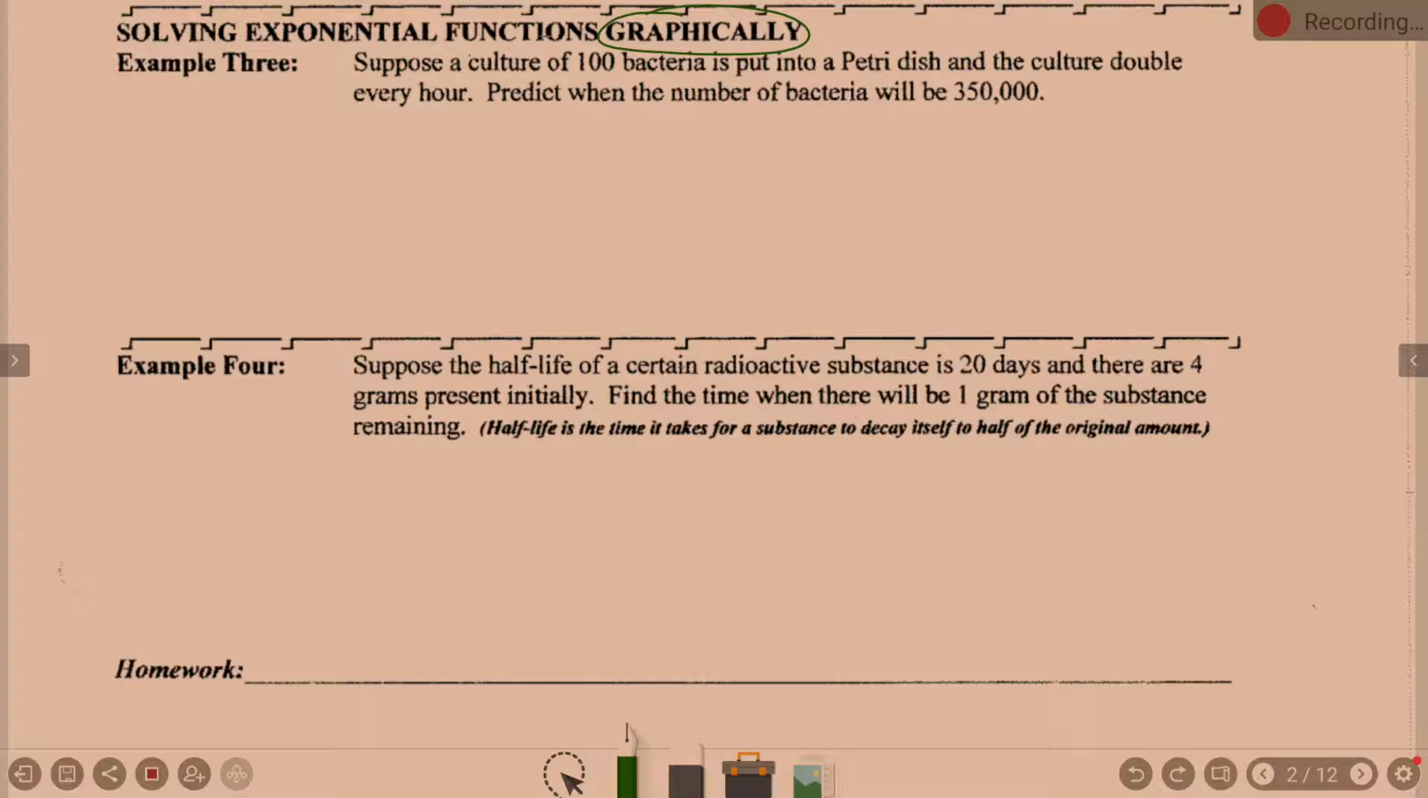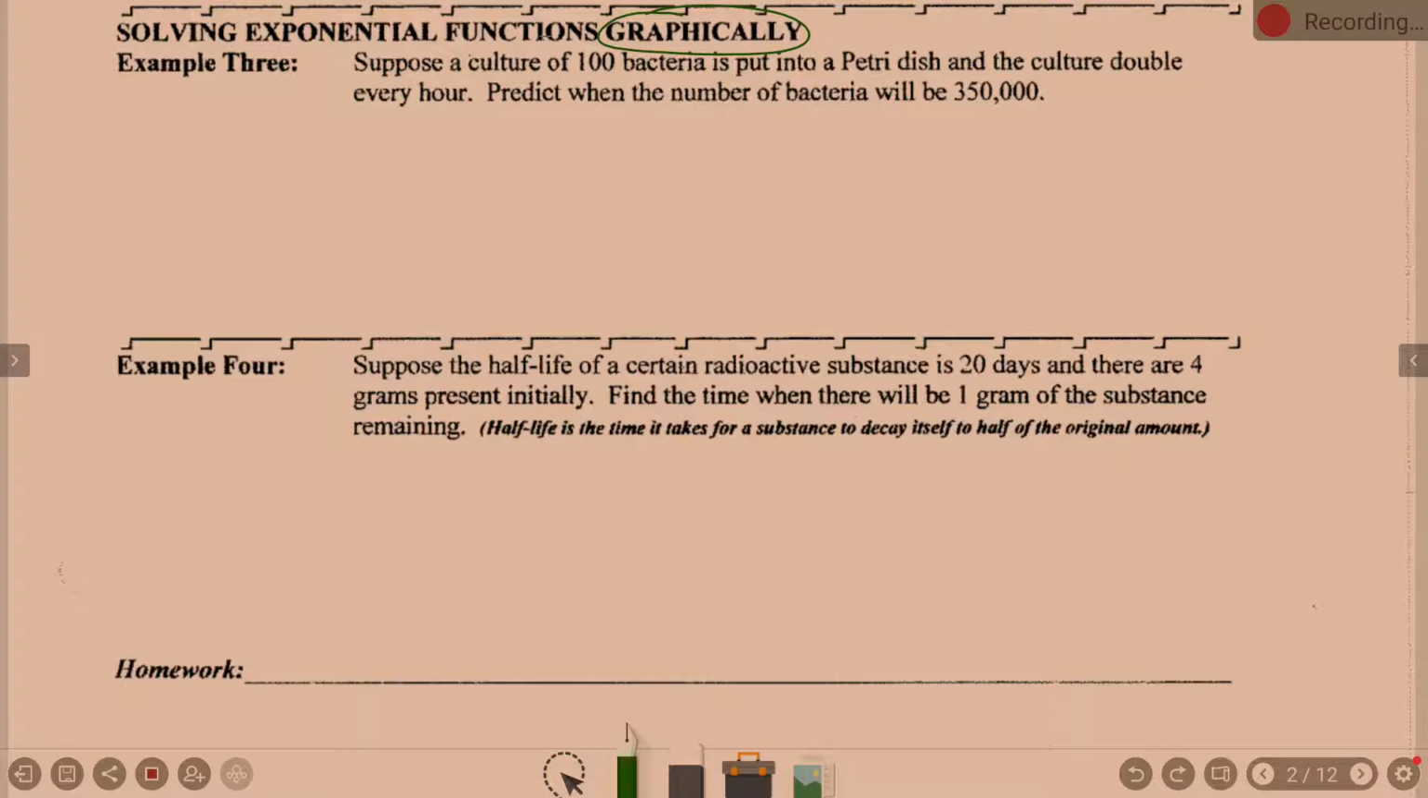I'll show you how it relates to what we already know. Suppose a culture of 100 bacteria is put into a petri dish, and the culture doubles every hour. Predict when the number of bacteria will be 350,000. So not one that we can easily just work our way up to.